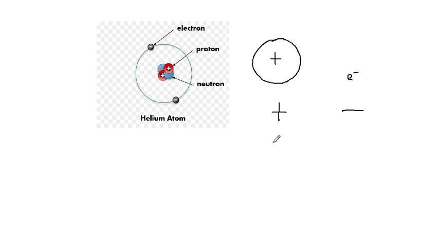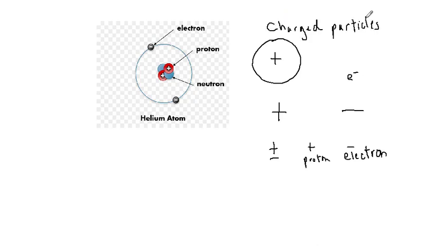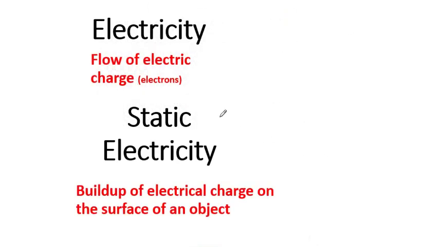An atom will be represented like this: a plus and a minus. This right here would be neutral. This would be just a proton, and this would be an electron. The plus and the minus, the proton and the electron, are called charged particles. The study of electricity is about the study of moving charged particles. Whether it's a plus or a minus, a proton or electron, if it is moving, you have electricity.